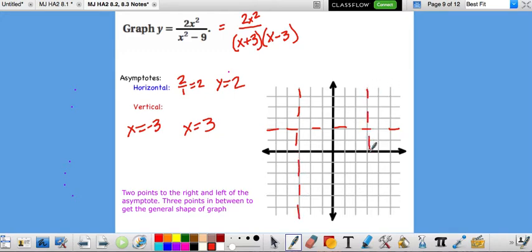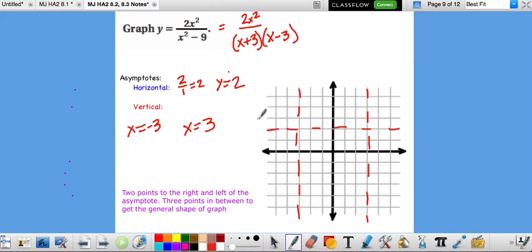So if you ever have two vertical asymptotes, I'm going to ask you to plot some points to the left, to the right, and then 3 in the middle. And please note, this is kind of weird, but in the middle, your line can actually cut through the horizontal asymptote. It just can't as it approaches positive and negative infinity. So we're just going to plug in some numbers here.